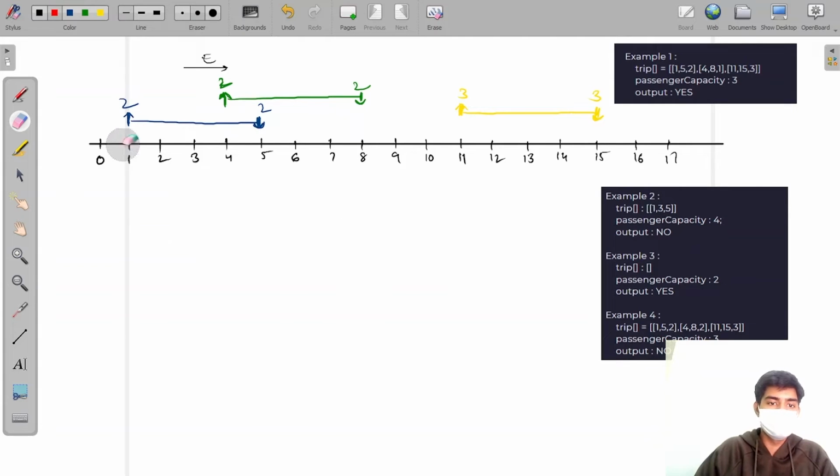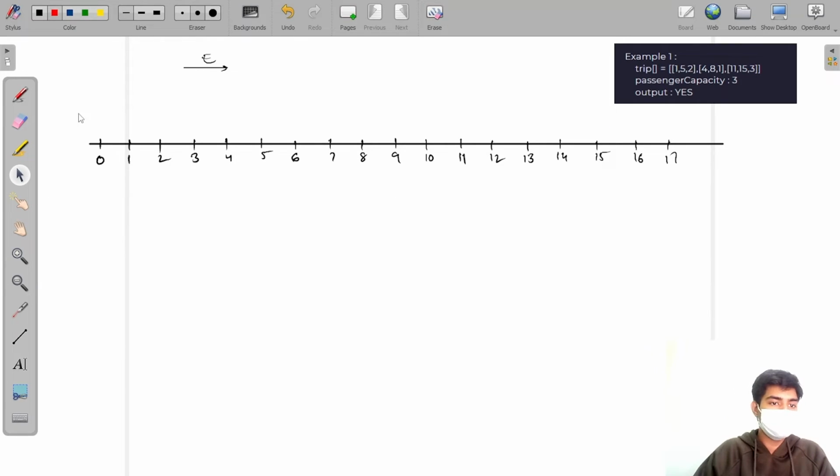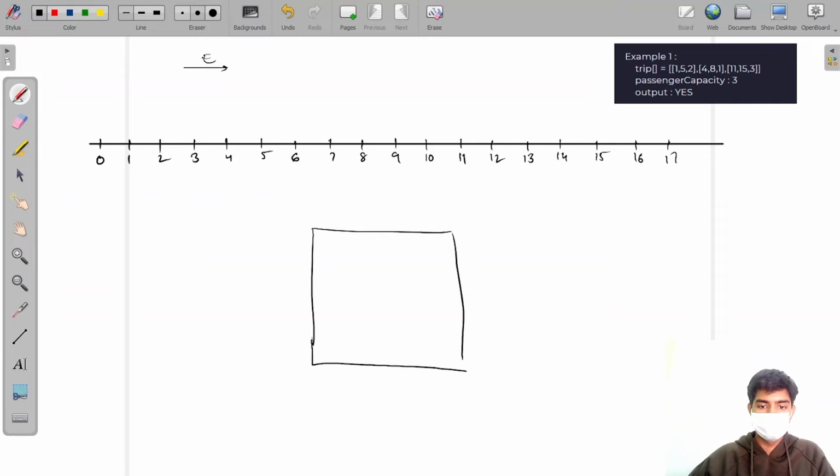Okay, so I hope you understand the question. Now let's try to discuss the approach for this question, like how we are going to solve this question. So first, let's make the grid of the trips.